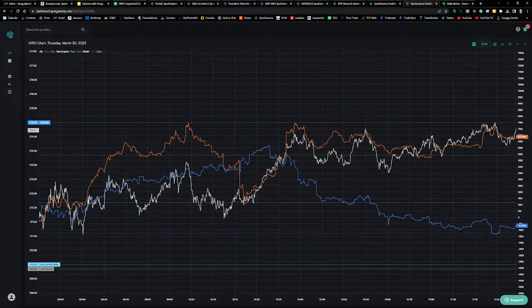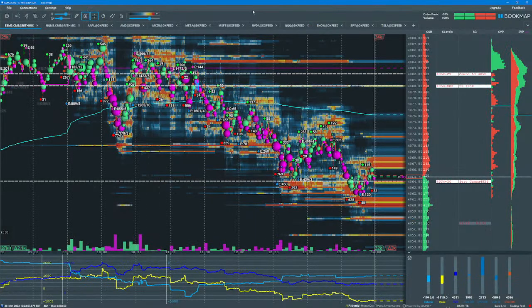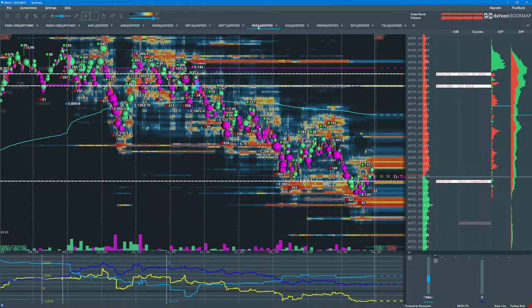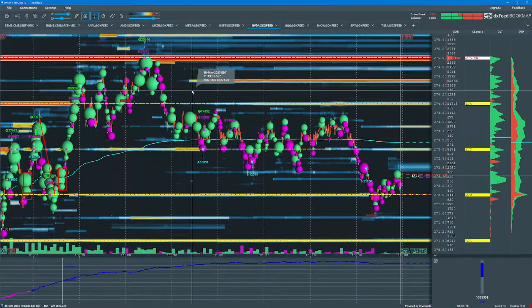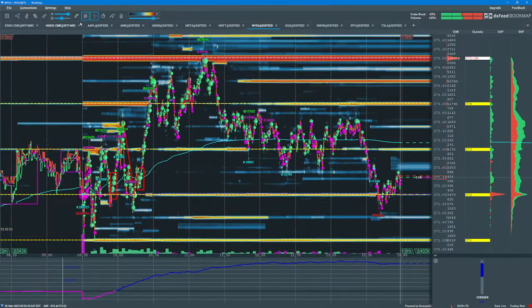Let's go take a look at Bookmap now. Here's Nvidia. I'm going to zoom in on the morning.